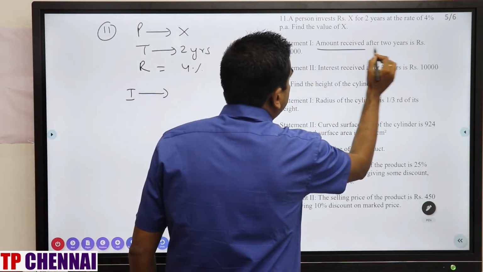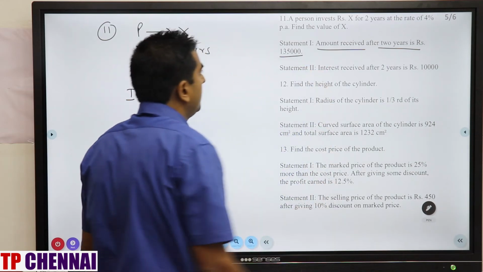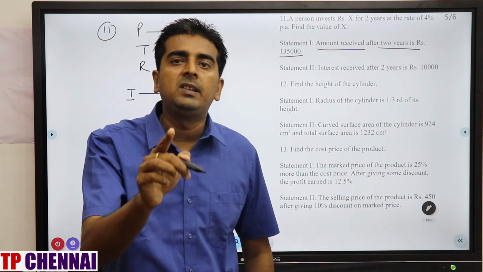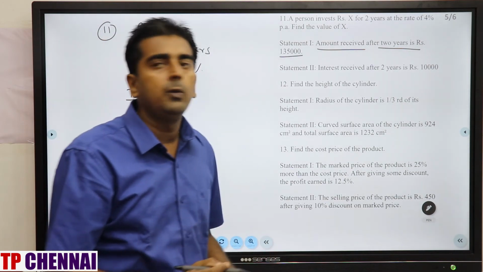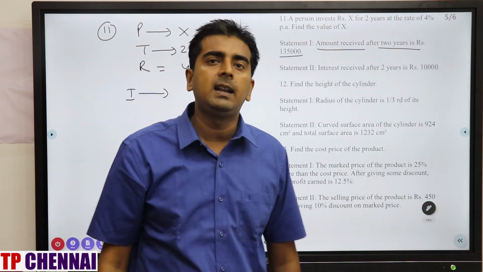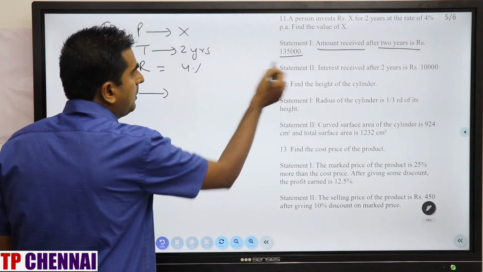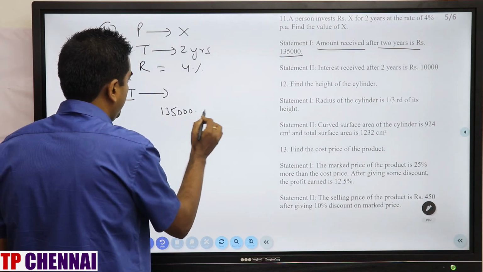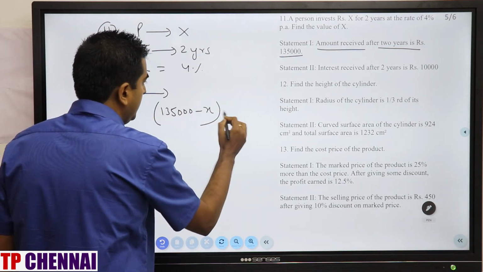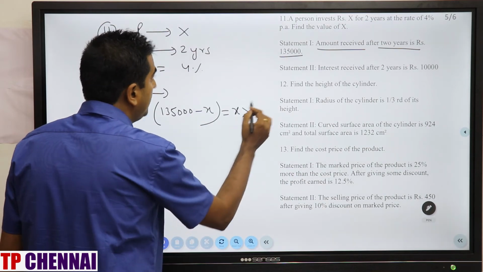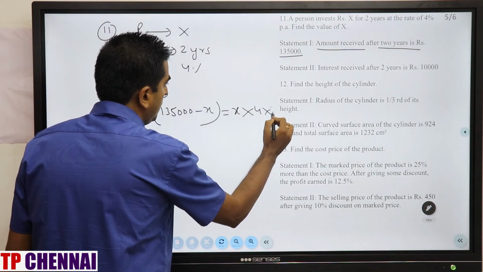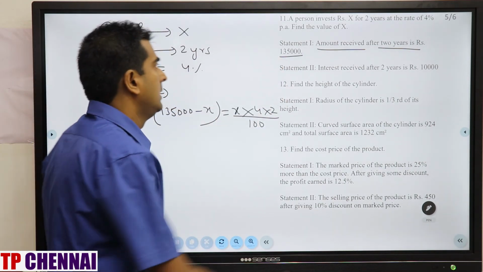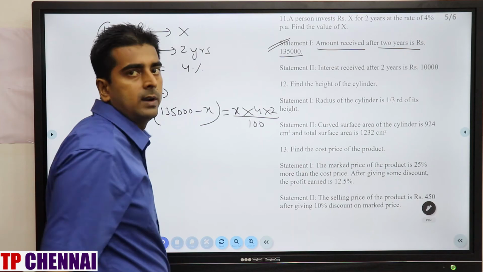And the amount received after 2 years is rupees 1,35,000. SI is nothing but amount minus principal. You know very well what the formula is: SI is equal to PRT by 100. SI is amount minus principal. Amount is 1,35,000 minus principal. Principal is X, which is P, and R is 4, into 2 divided by 100. From this you can easily get the value of X. So the first statement is sufficient to get the answer.